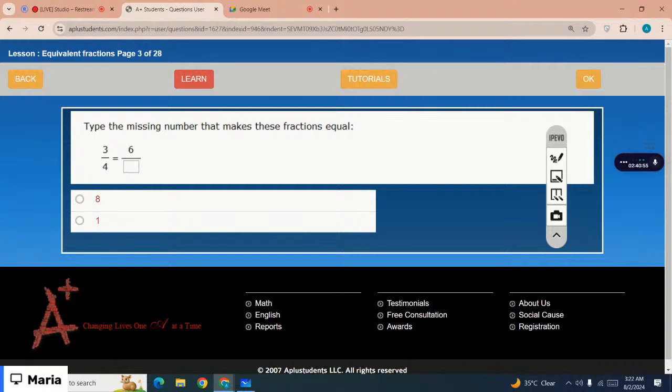That is 6 over 8. 3 times 2 is 6 and 4 times 2 is 8. The correct option is 8.